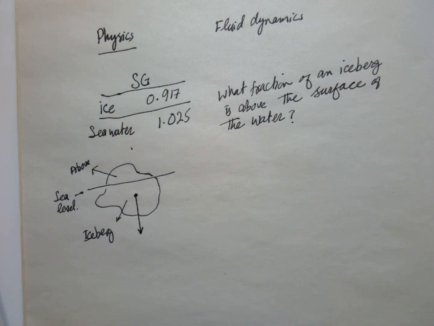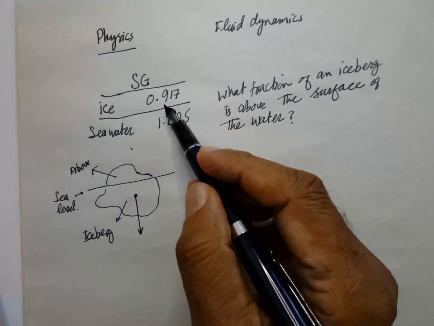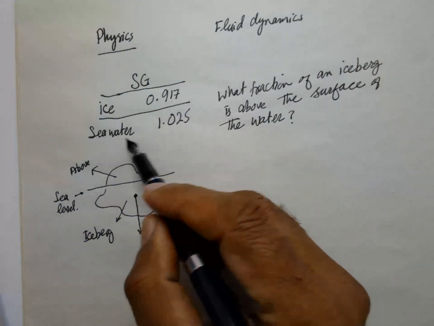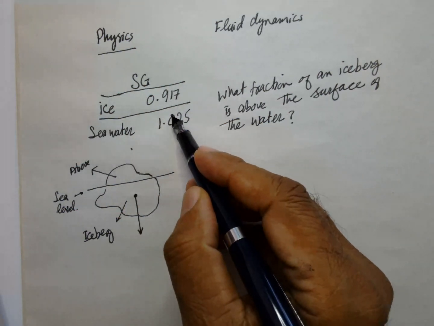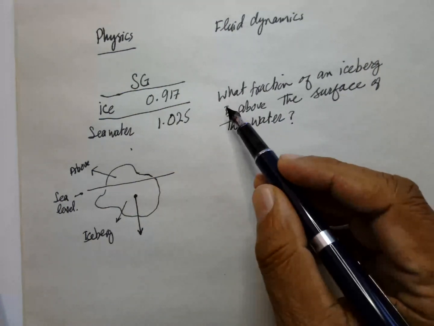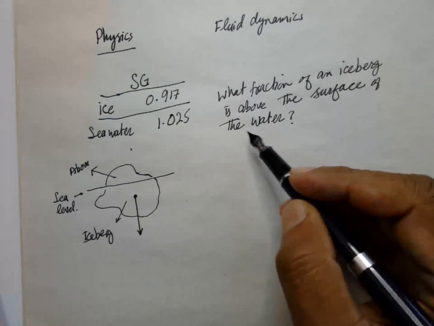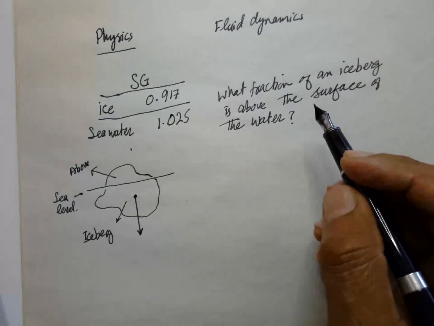Hello, physics. And this is the problem of fluid dynamics. Specific gravity of ice is 0.917 and seawater is 1.025. So the question is, what fraction of an iceberg is above the surface of seawater, of the water?